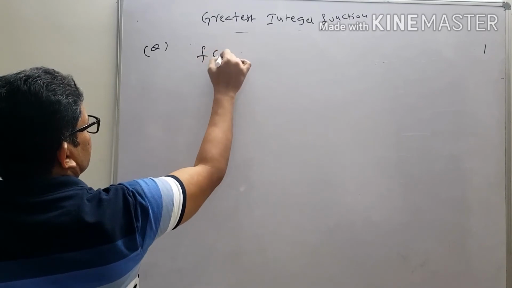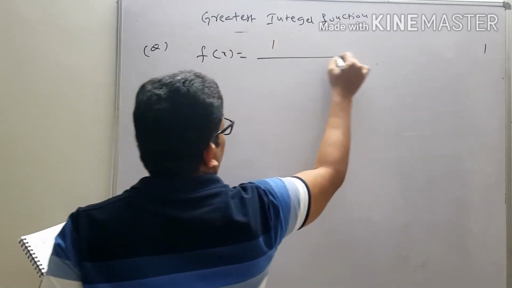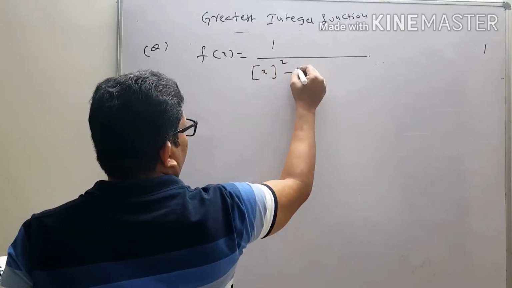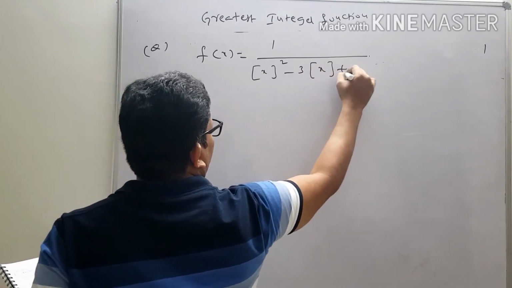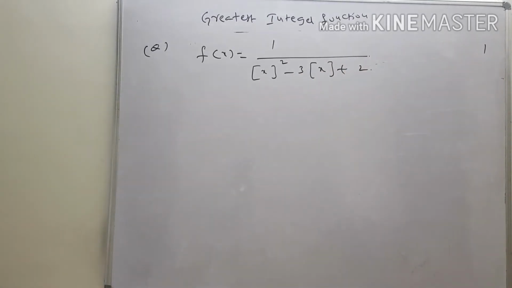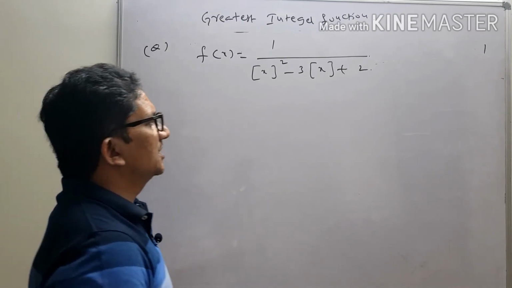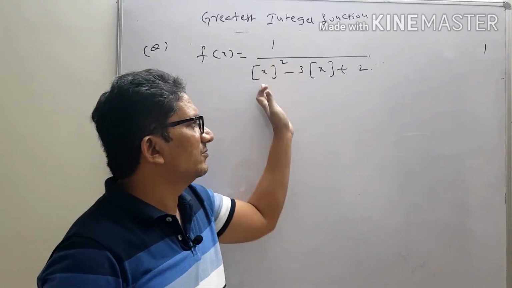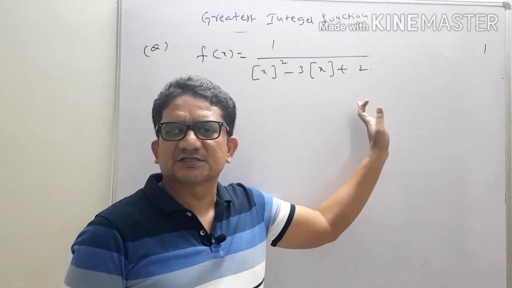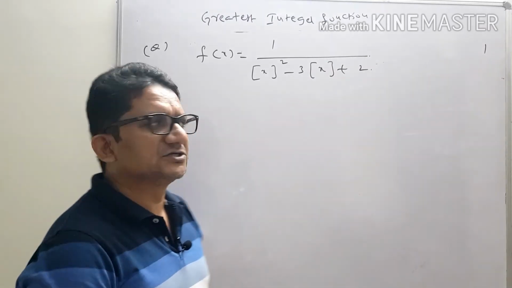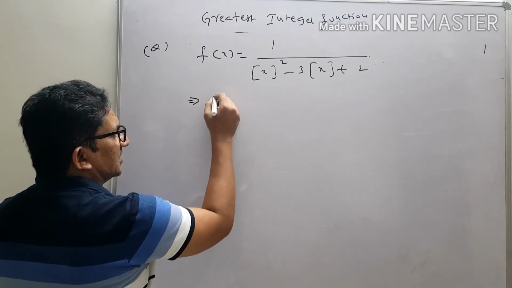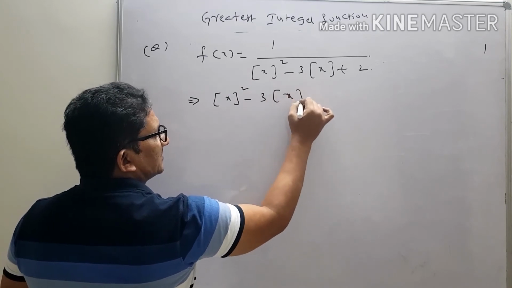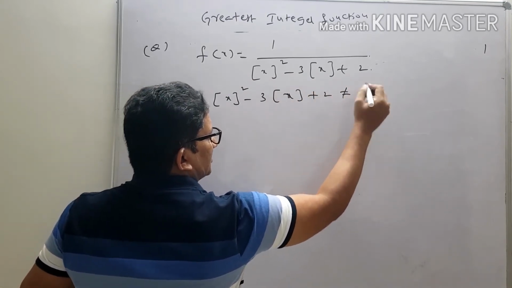f of x equals 1 divided by box of x whole square minus 3 box of x plus 2. Here the box indicates the greatest integer function. Now this structure is of the form 1 by a function. When we have 1 by a function, the denominator function is not equal to 0. So you can write the condition here: the function is defined if step x square minus 3 step x plus 2 is not equal to 0.